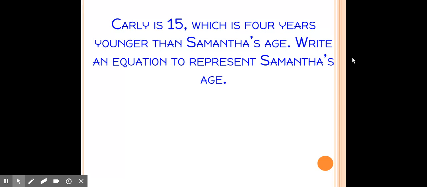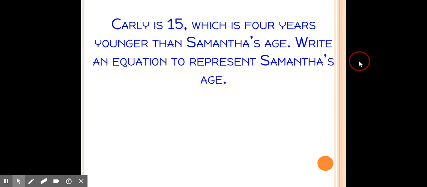This situation says Carly is 15, which is 4 years younger than Samantha's age. Write an equation to represent Samantha's age. Now, if you remember back to when we wrote equations for real life situations, we had a strategy that helped us get organized before we ever worried about numbers and symbols. What might be the first thing we figure out before we start to write our equation?